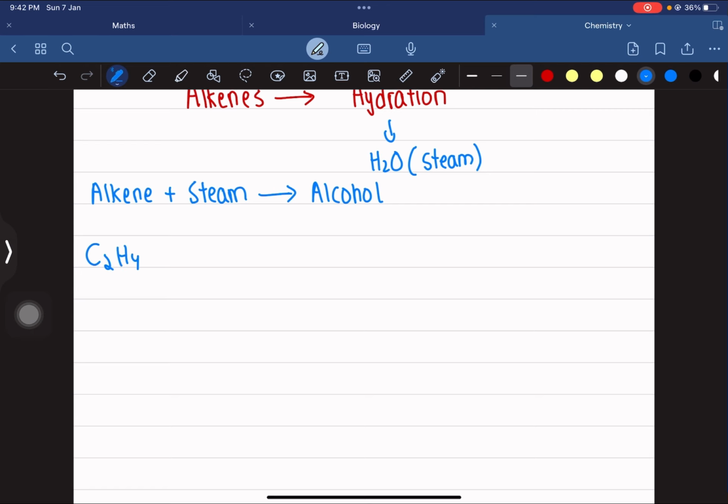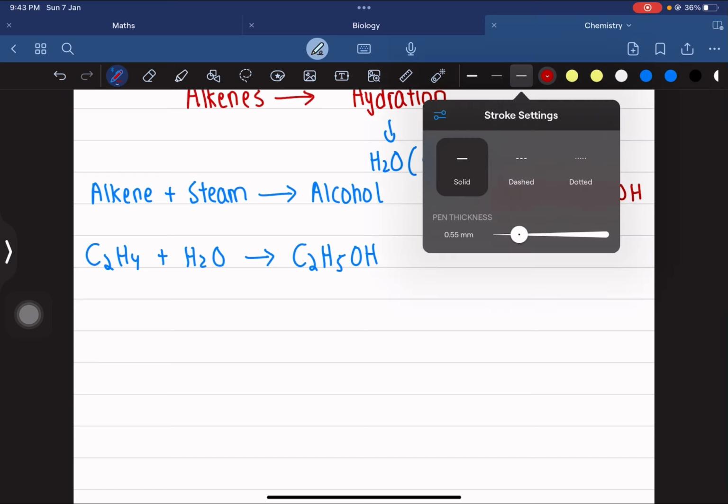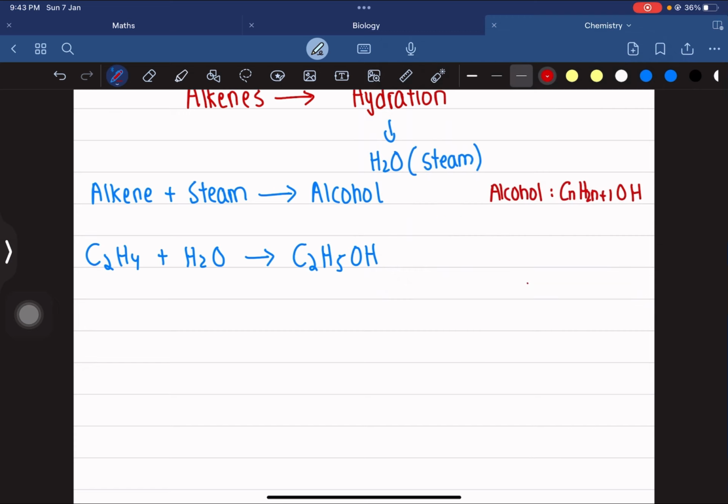Now for example, if I have the alkene C2H4, which is ethene, when ethene reacts with steam, it is going to give me ethanol, which is C2H5OH. And remember, the general formula for alcohol is CnH2n+1OH.